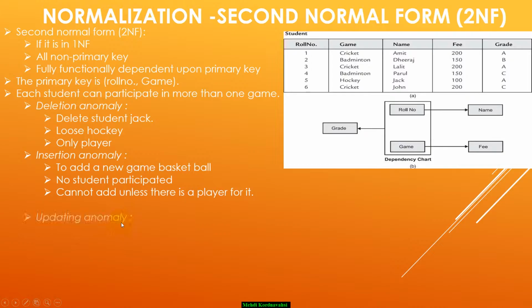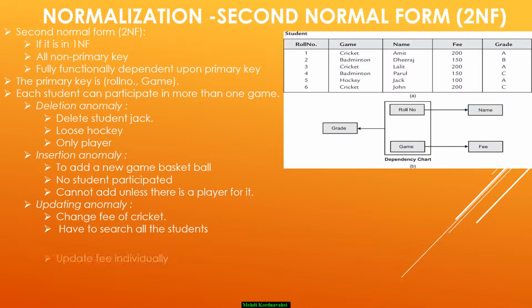The next anomaly is updating anomaly. Suppose you want to change the fee of cricket. Here you have to search all the students who participated in cricket and update the fee individually. Otherwise, it produces inconsistency.